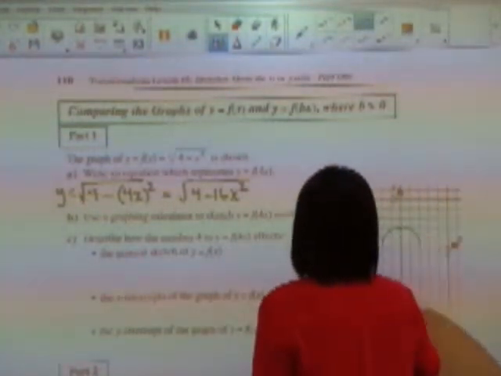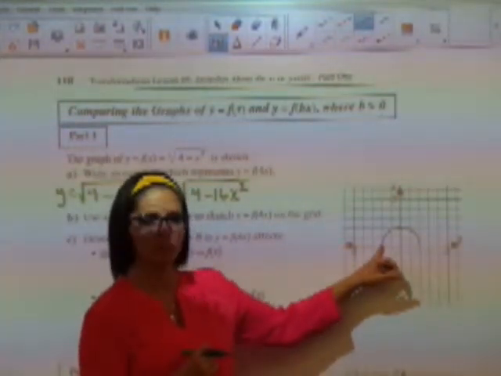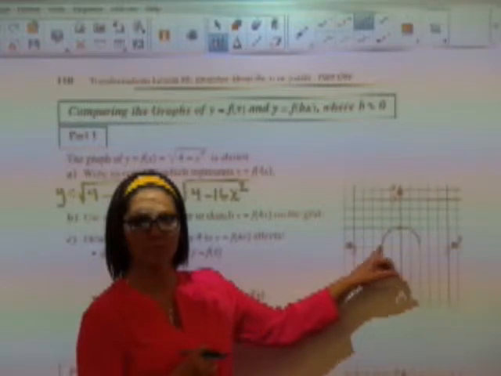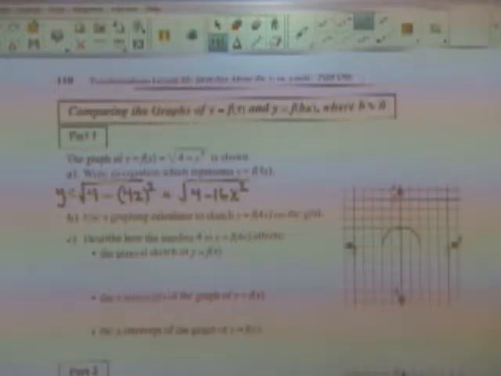What do you notice about this graph? What stayed the same and what changed? The y-intercept didn't change. Okay, the y-intercept stayed the same. What about the x-intercepts? Did they stay the same? Where did they move to? They were at 2. And where did they go to? 1. Pardon? 1. Are they at 1? Like this should be half. If I zoomed in.